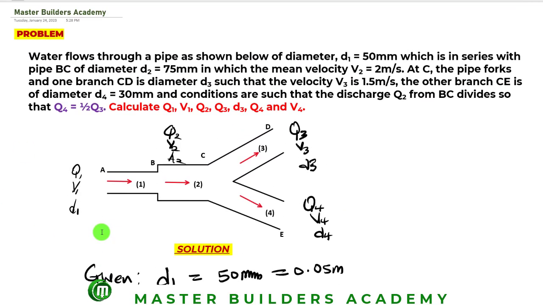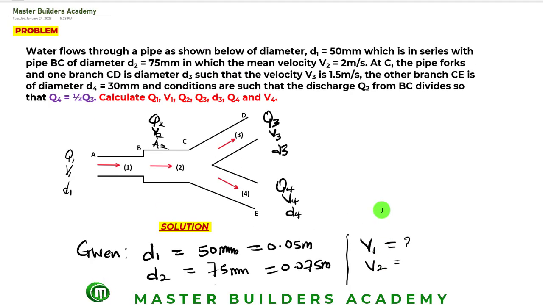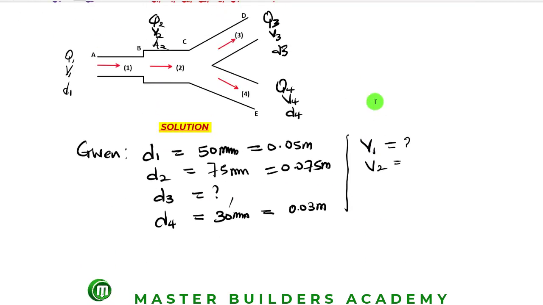Now, having done this, the next thing we want to do is to also list the velocities given. We're given that V1 is unknown. V2, as you read through the question, is given as 2 meters per second. And then V3 is given as 1.5 meters per second, but V4 is not given. So V2 is 2 meters per second, V3 is 1.5 meters per second, and V4 is unknown.